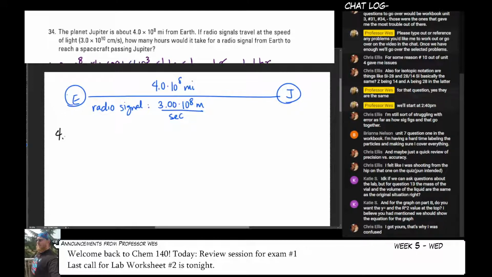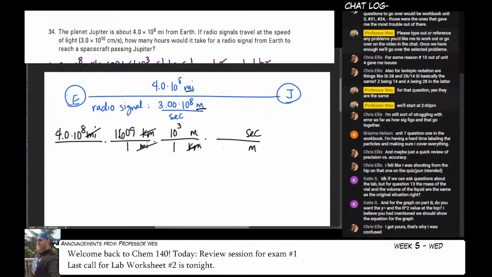So I have this distance, which I'm going to then turn again into meters because I got to make these match, right? So we'll turn miles into kilometers. 1 and 10 to the 3. And then I can again turn meters into seconds by doing this, right? And that would tell me how many seconds it takes to get there. But I don't want seconds this time, do I?